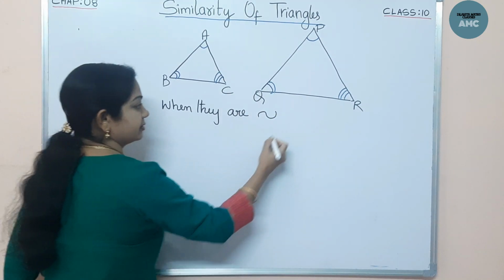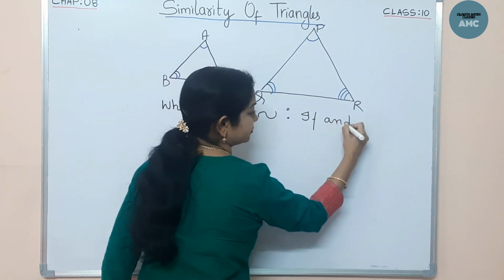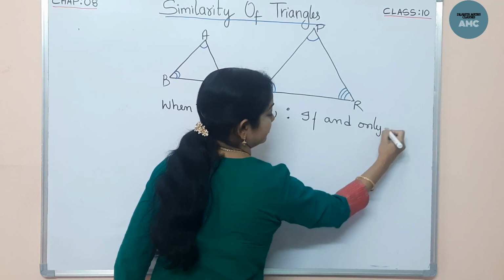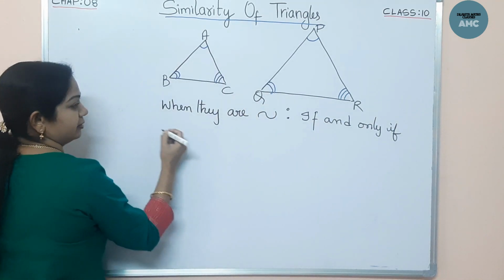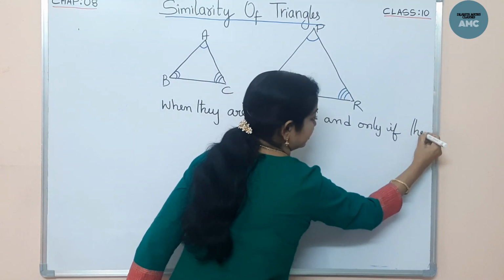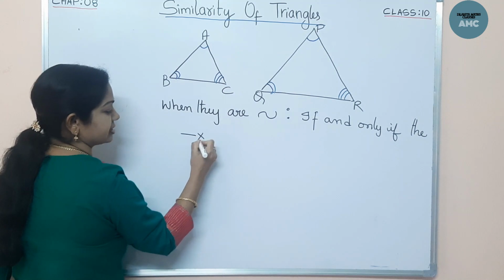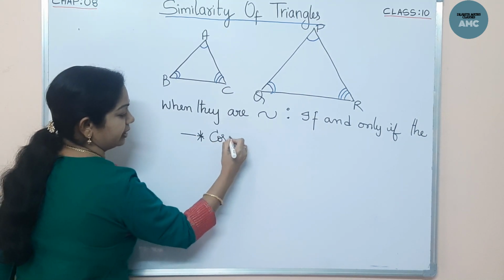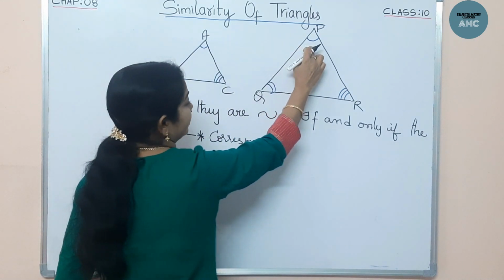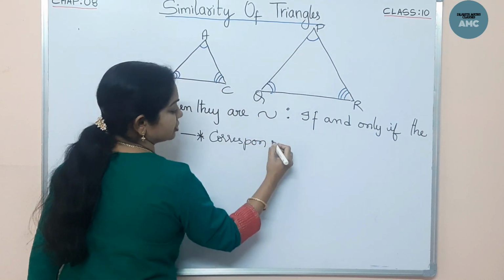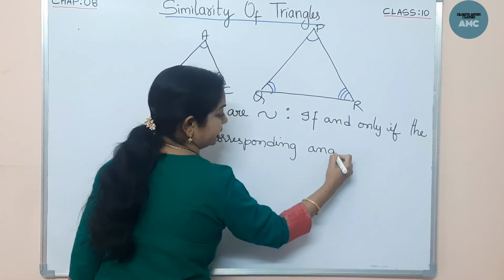Two triangles are similar if and only if the first condition is that the corresponding angles are equal. What I have done: angle A, angle B, angle Q. So the corresponding angles are equal.